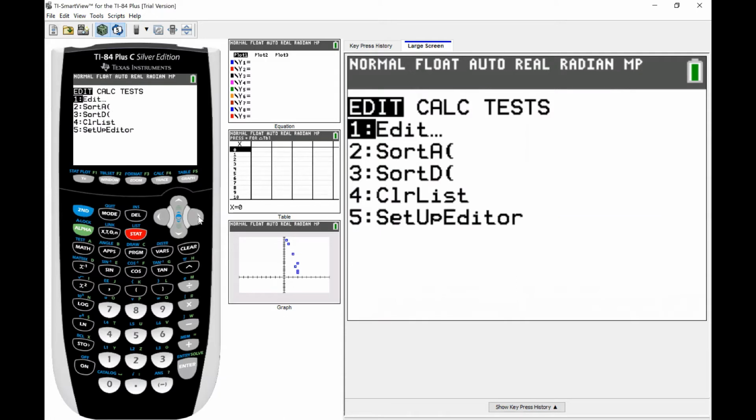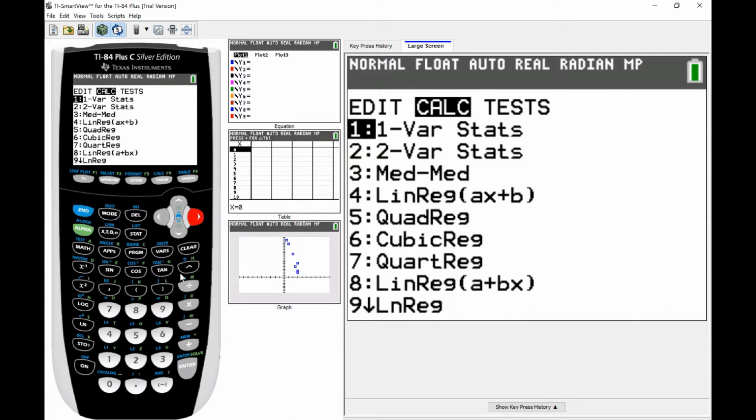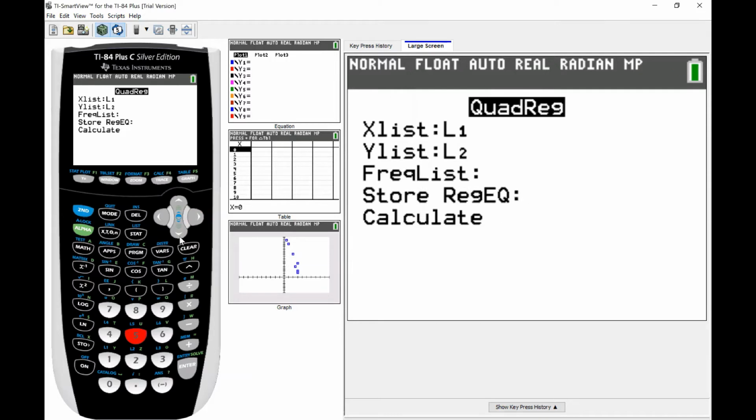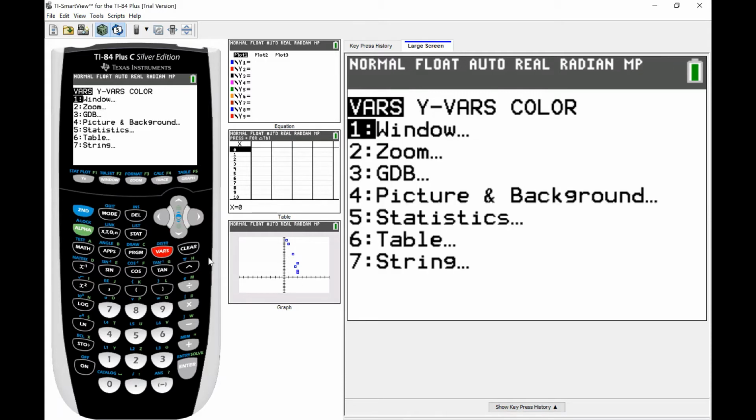Stat, I'm going to scroll over to calc. I'm going to go down to quad reg, that's number 5. And I could calculate it. In this case, I'm going to go ahead and store this equation into y1. So I'm going to store it. I'm going to go vars. That's this button right here. It's now highlighted in red. I'm going to click that.